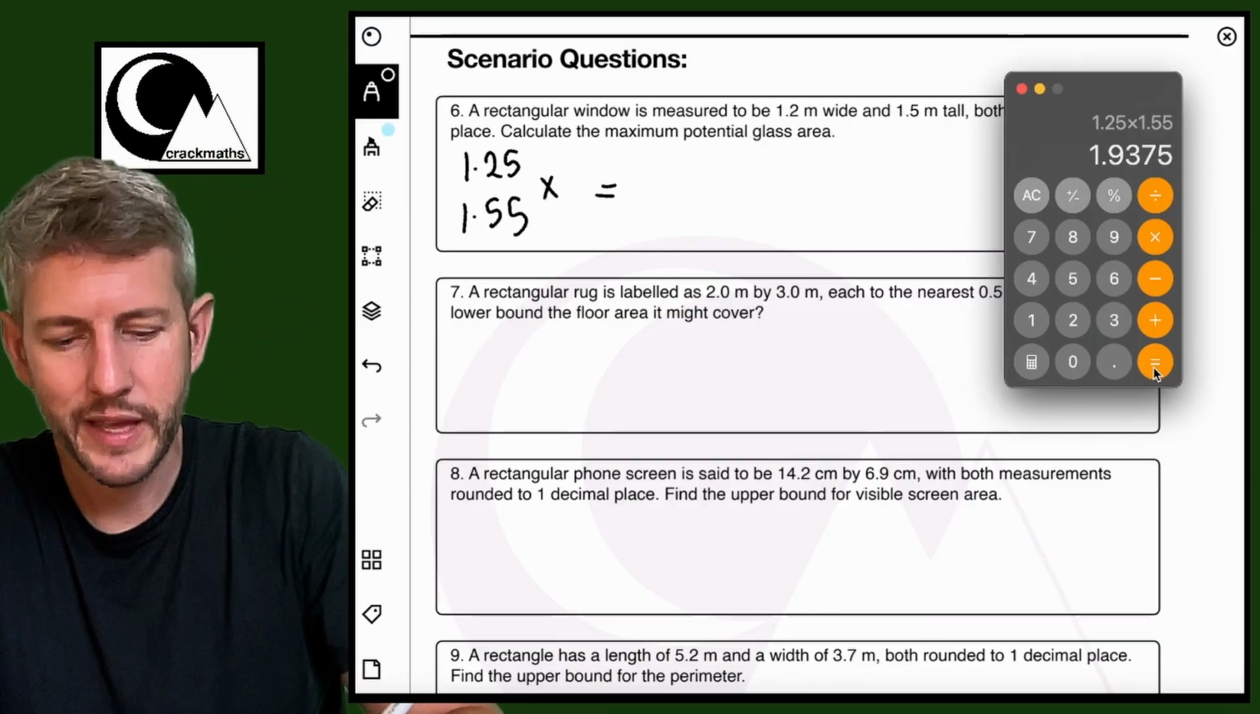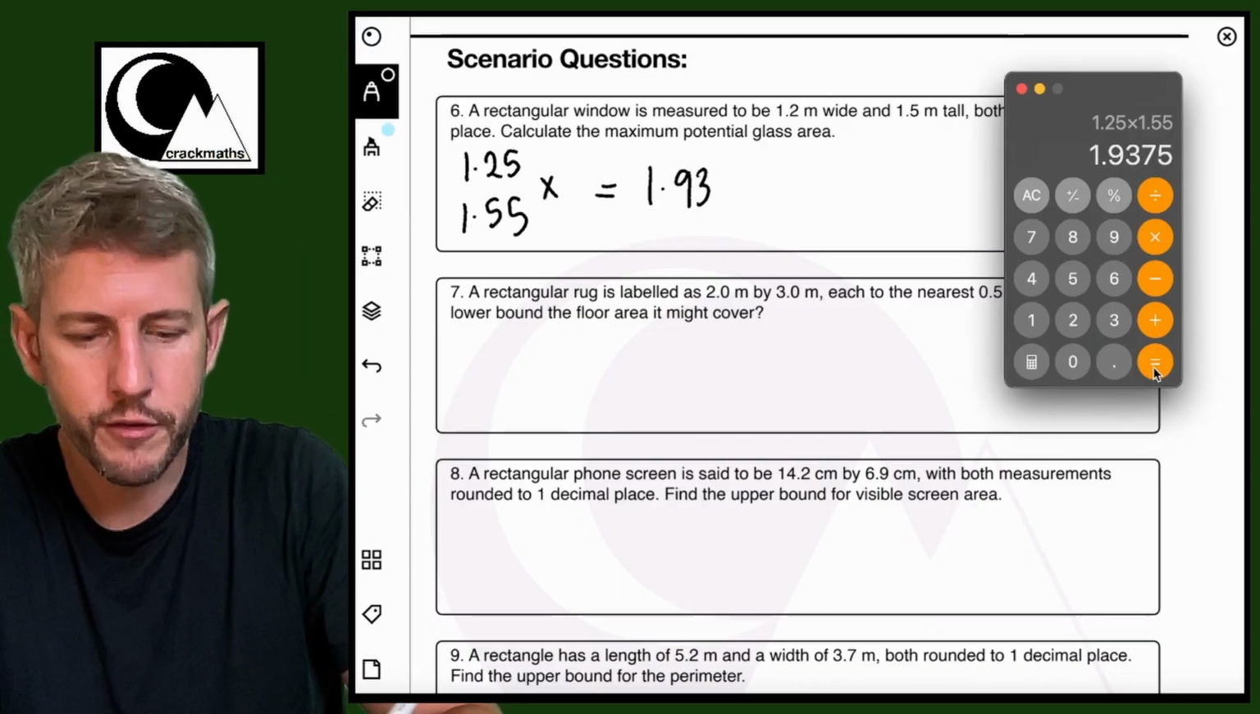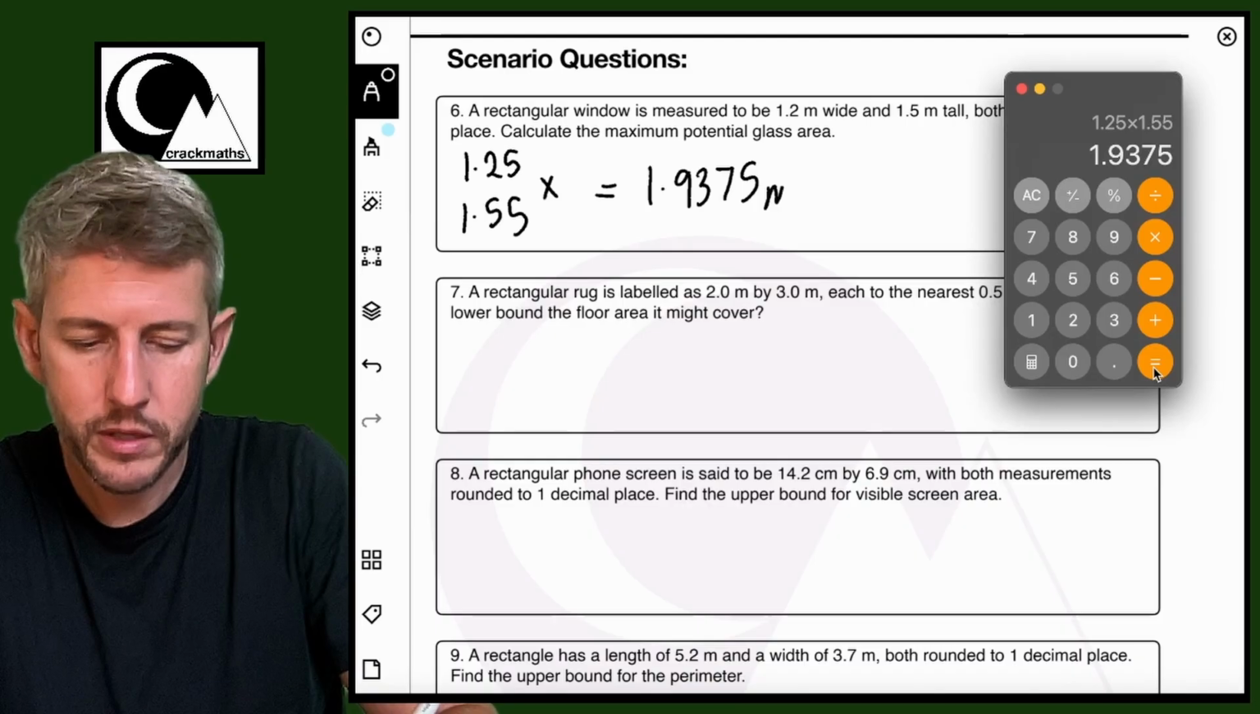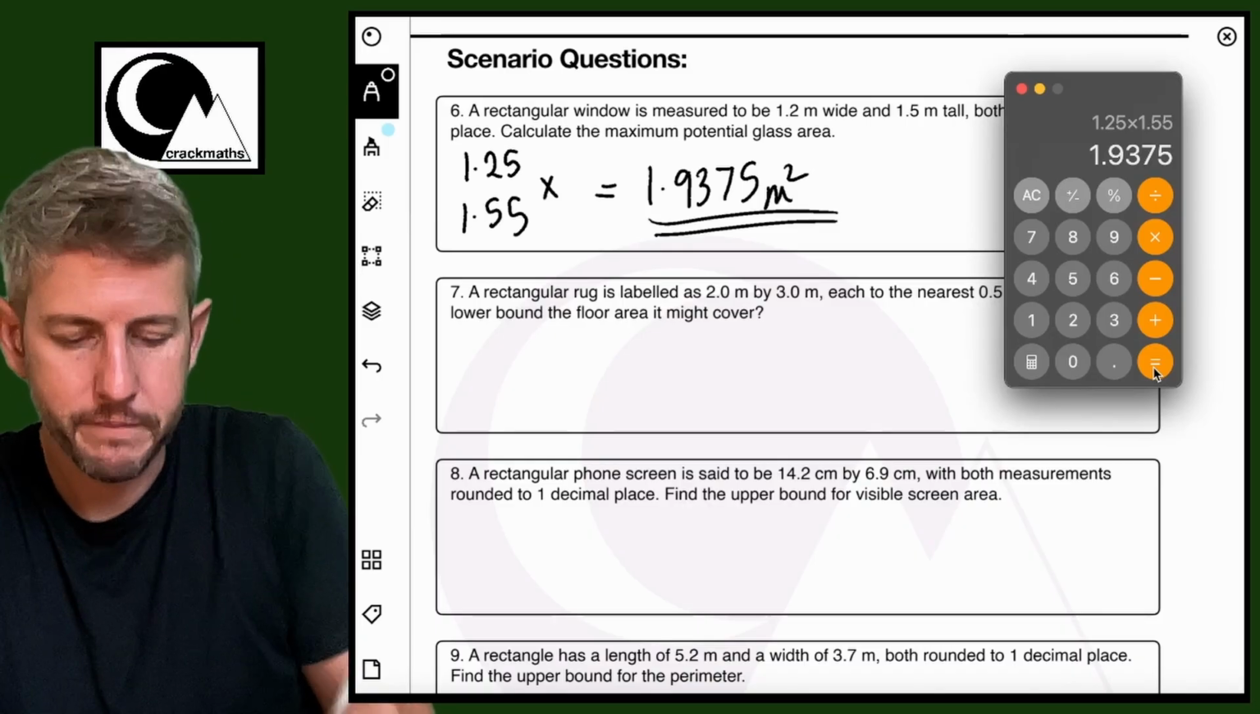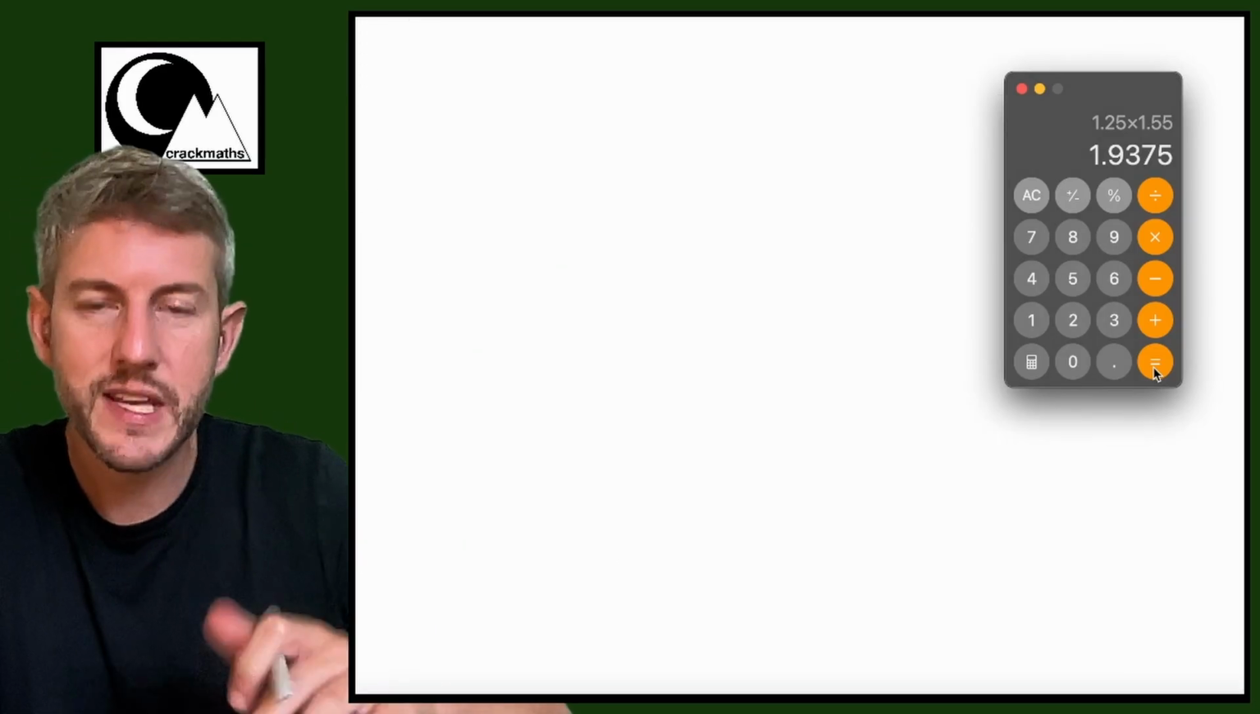Here we go, and that equals 1.9375 meters squared. Right, question 7.